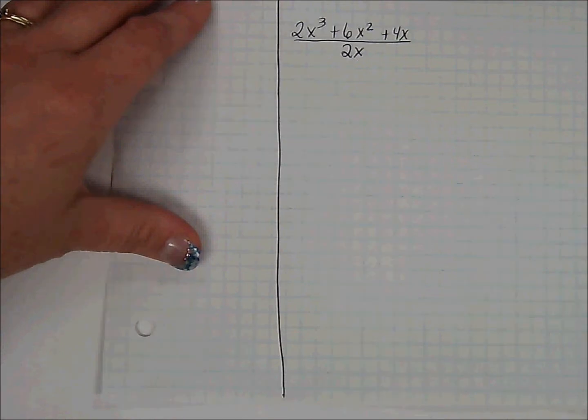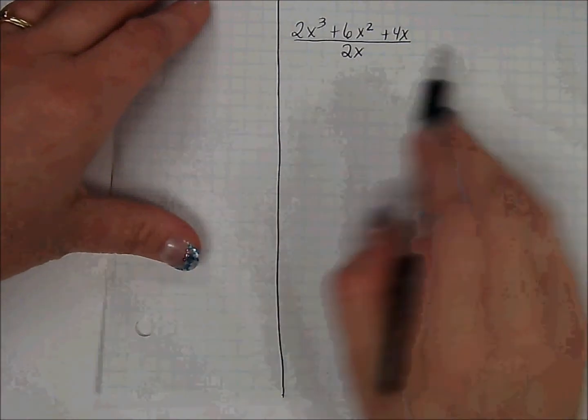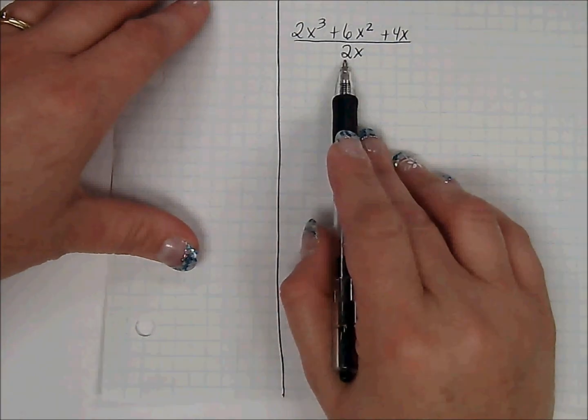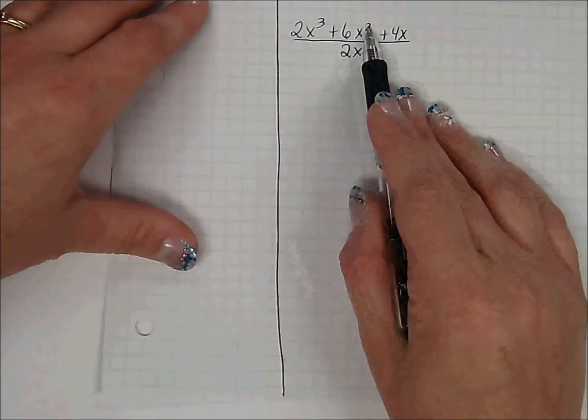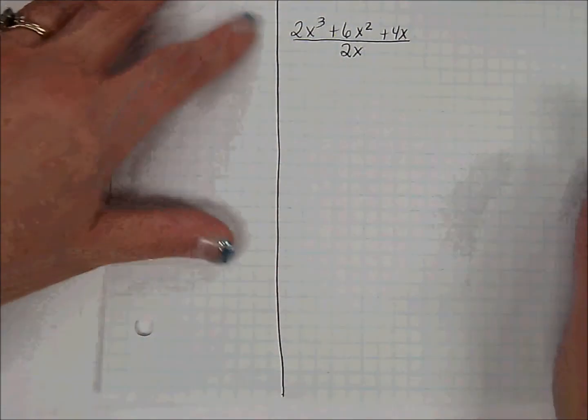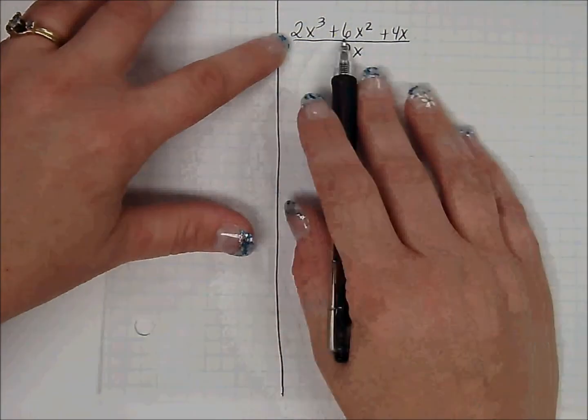Now let's see if we can factor this one. There's a 2, a 6, and a 4. I can take a 2 out of all of them. This one has 3 x's, 2 x's, 1 x. I think I can factor something out, and I think I can factor a 2x out of each.